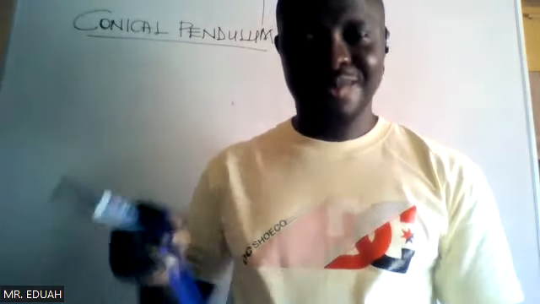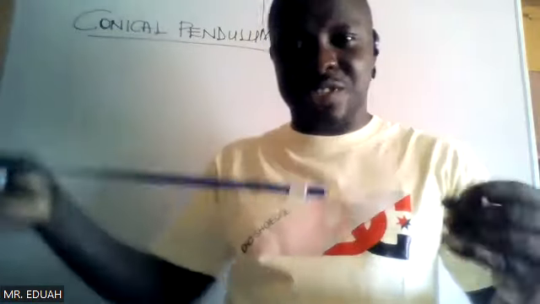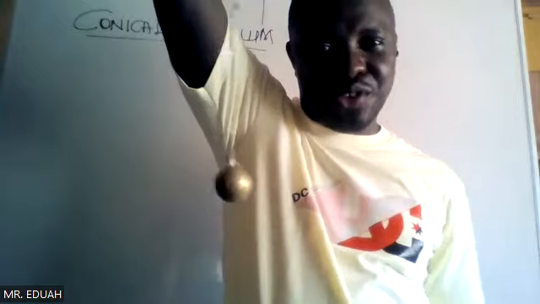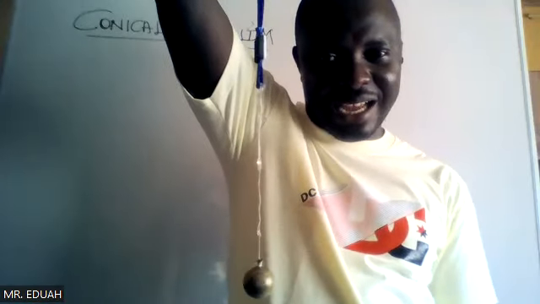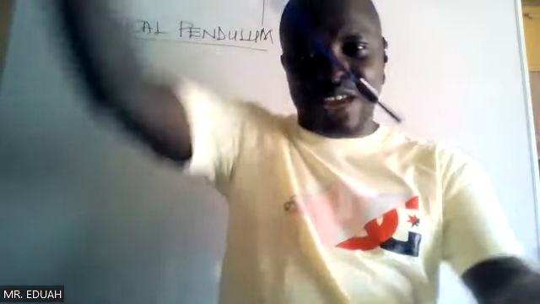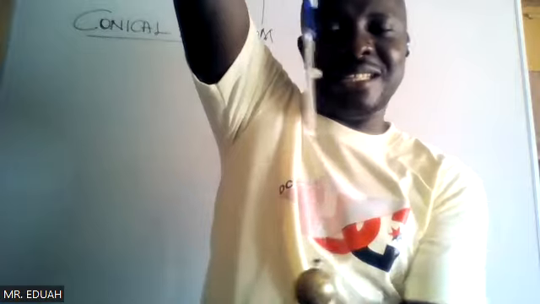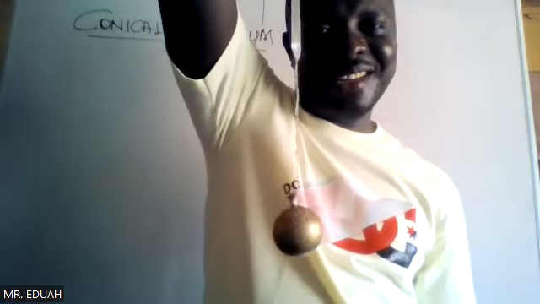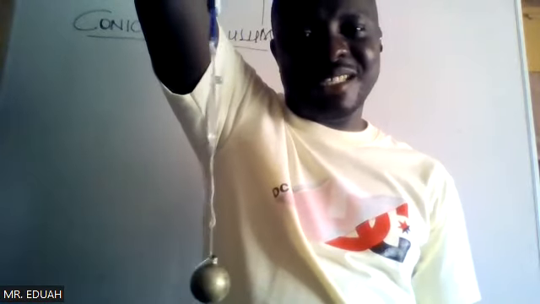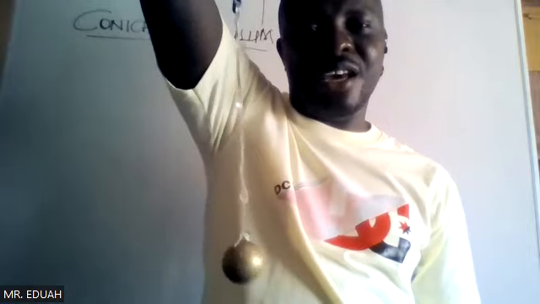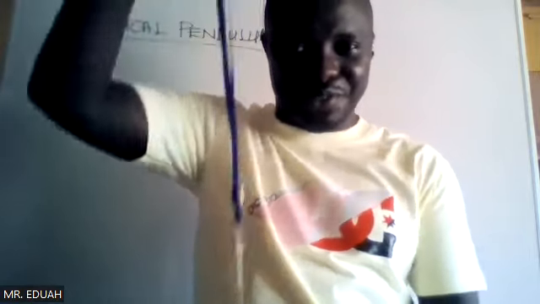Something like that. Okay, I'm glad to say that this is a simple pendulum. What I have in my hand is a rope or a string. On the rope, we have a mass tied to the string. This arrangement constitutes a simple pendulum.